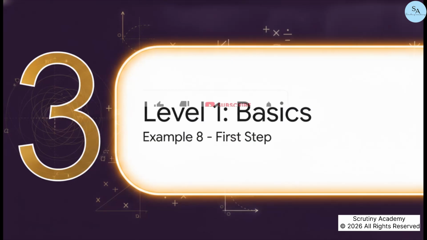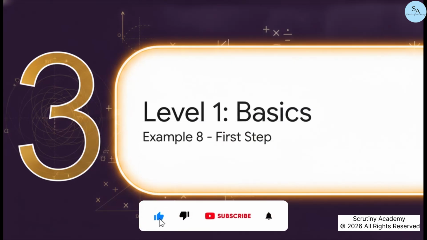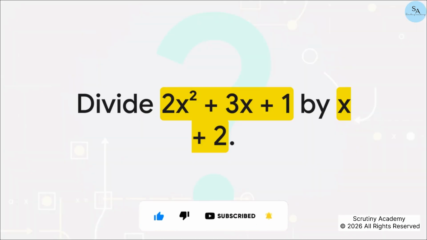All right, Section 3, Level 1 Basics. Time for Example 8, your very first step. Let's tackle our first example together. Here's our Level 1 problem. Let's read it. Divide the quadratic polynomial 2x squared plus 3x plus 1 by the linear polynomial x plus 2. Okay, so what's given? Well, we have a U-shaped quadratic dividend and a straight line divisor. And what's asked? We need to find the quotient and the remainder.